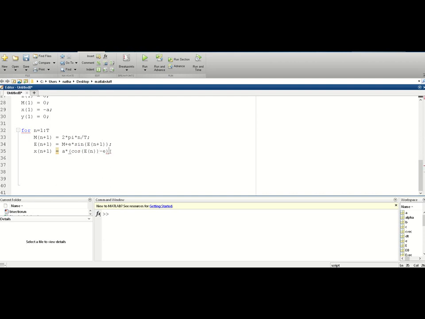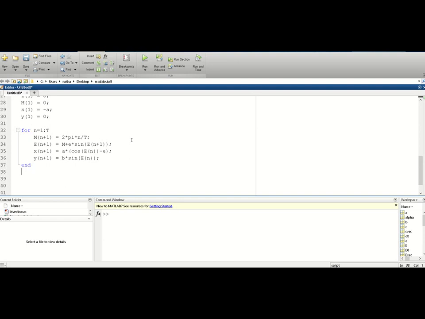There you go. Minus e. Okay. And y is going to look somewhat similar, but a little bit simpler. It's just the b times the sine of e. Okay, so that's accounted for the perturbations and the eccentricity. And you'll notice how much it looks like our Euler's form that we've just done.